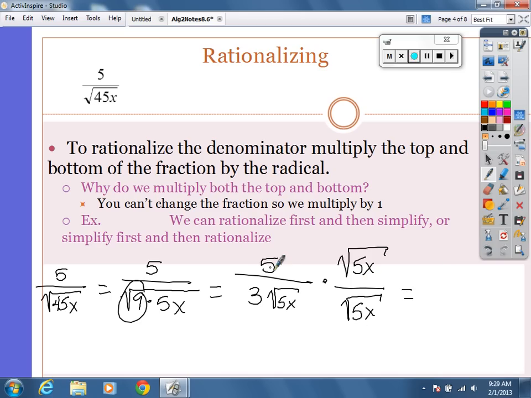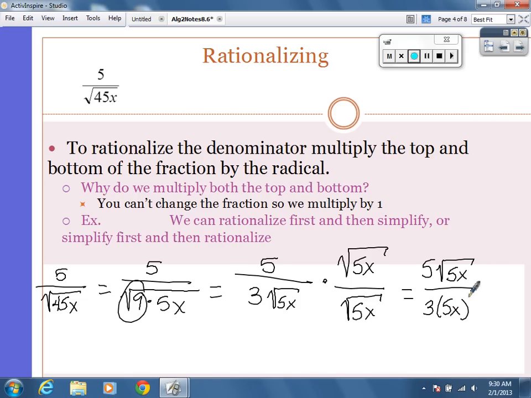What am I left with? Well, I'm left with 5 square root of 5x on the top. And on bottom, when I multiply square root of 5x times square root of 5x, I'm left with 3 times 5x. Okay, you have more options here. If you see right away that you could simplify the 5's, that will make your life easier. Otherwise, if you would have multiplied and got 15x, then you can see that they have 5 in common. It's easier if you go right away, though.